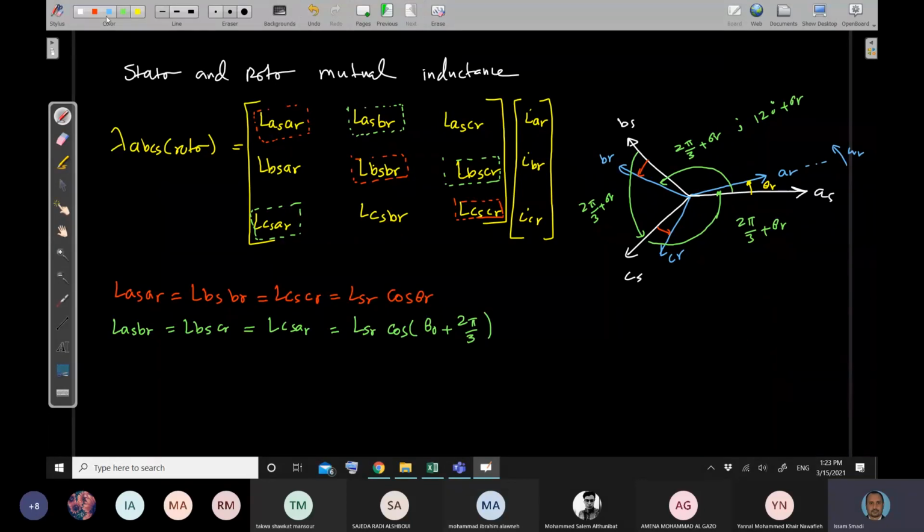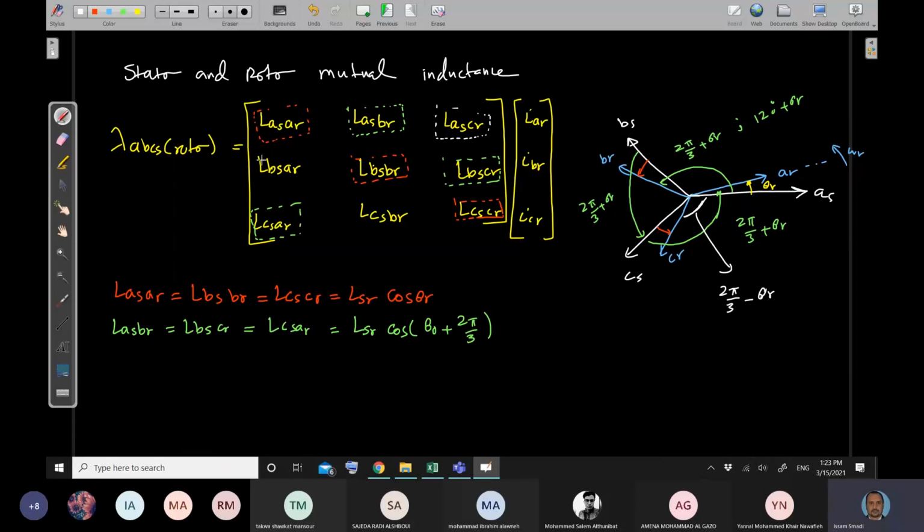Now, what about the remaining inductances? Let's assume this one. I will start here: AS CR, the angle between AS and CR. This angle equals what? 120 minus theta R, so 2 pi over 3 minus theta R. Yes?